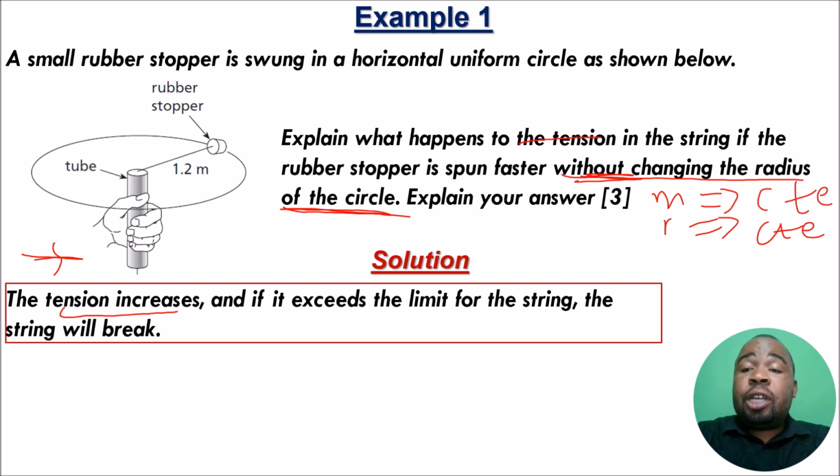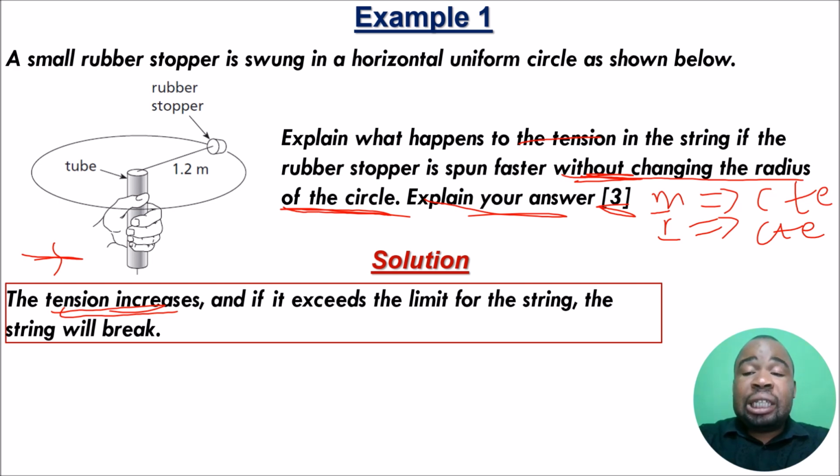If the speed is increased without changing the radius, without changing the mass, the tension will increase. And if the tension increases to a level beyond the limit the string can take, the string will break. Now, this could be one mark out of these three. The question is saying, explain your answer. That's where the other 2 marks are going to come in.